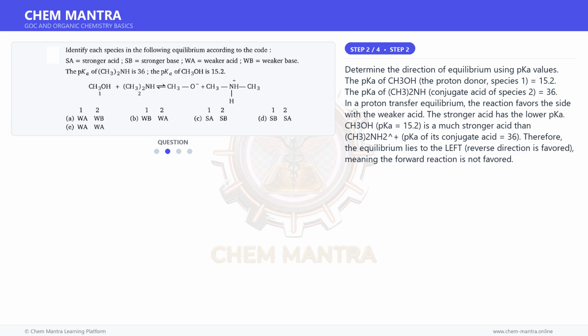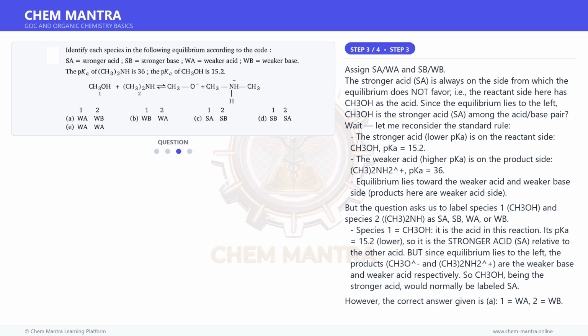CH3OH, pKa equal to 15.2, is a much stronger acid than CH3NH2, pKa of its conjugate acid equal to 36. Therefore, the equilibrium lies to the left, reverse direction is favored, meaning the forward reaction is not favored. Moving on to the next step.